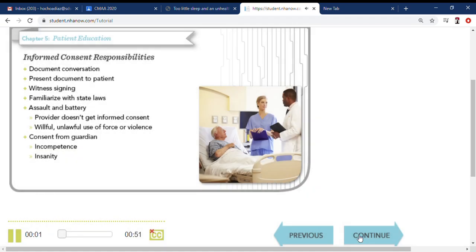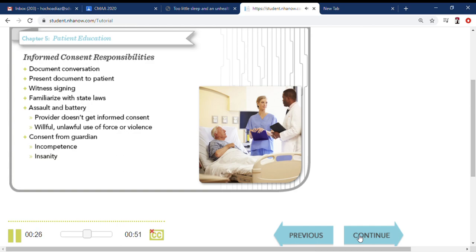As a CMAA, you must document the conversation, but the provider is the one who must have the conversation with the patient. Your role is to present the informed consent document to the patient and witness as the patient signs. You should become familiar with each state's individual consent laws. There are legal consequences to not following the laws surrounding informed consent.